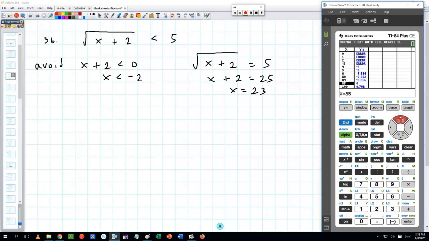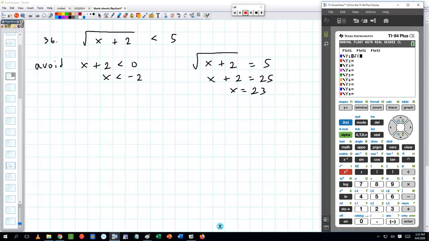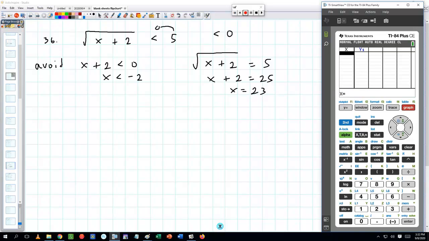Let me zero out my table here. Go to my y equals, clear that. Second square root x plus 2. And I'm going to subtract that 5 over so that I'm comparing everything up against 0. Go to my table. I'll show you the number line I'm looking at. Here's negative 2. Here's positive 23. So I'm going to check regions and the critical points.